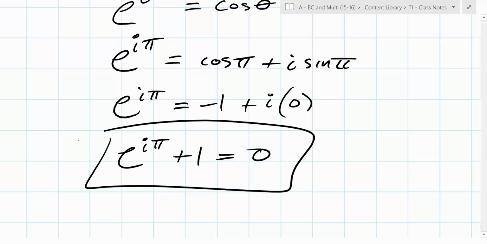So it is this thing right here. What's interesting, this is just a result of that formula, Euler's formula. How do you spell Euler? E-U-L-E-R.